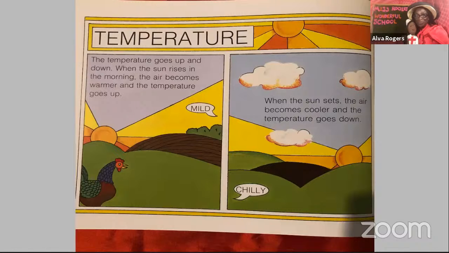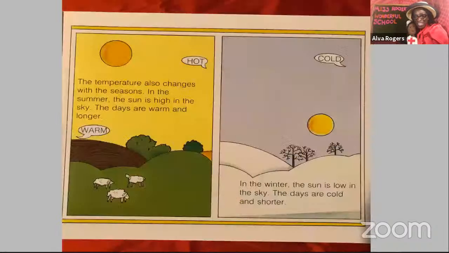Temperature. The temperature goes up and down. When the sun rises in the morning, the temperature becomes warmer and the temperature goes up. Mild. When the sun sets, the air becomes cooler and the temperature goes down. Chilly.